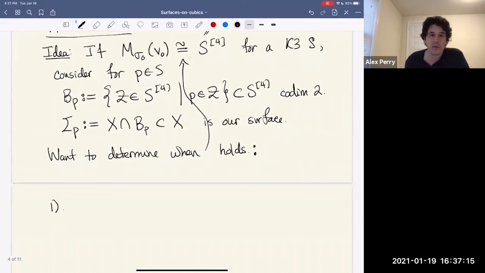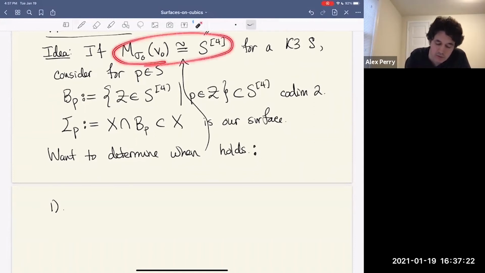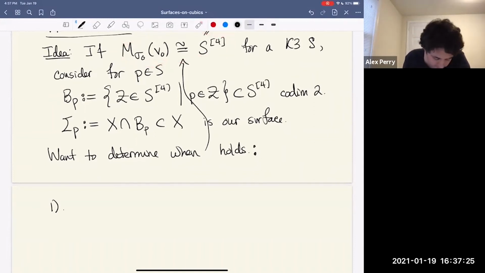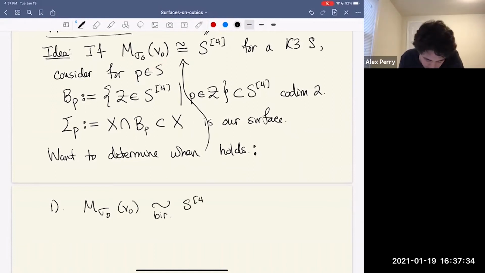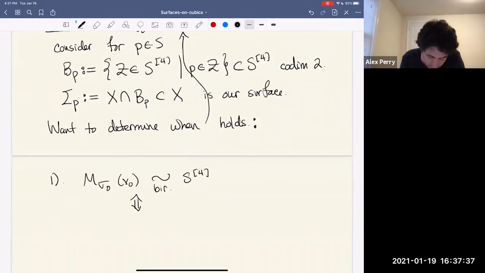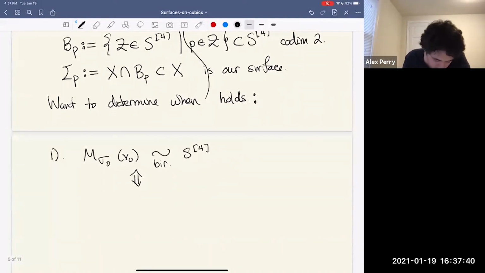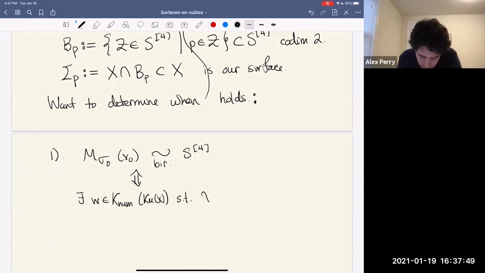So the first step is a precise characterization of when this moduli space here is birational to a Hilbert scheme. So not isomorphic, but birational. So here's the statement. This is birational to the Hilbert scheme if and only if the following lattice theoretic condition holds. So if and only if there exists a class W in the numerical K theory with the following properties. The first is that chi of W with itself is 0. And the second is that V naught pairs with W to be 1.